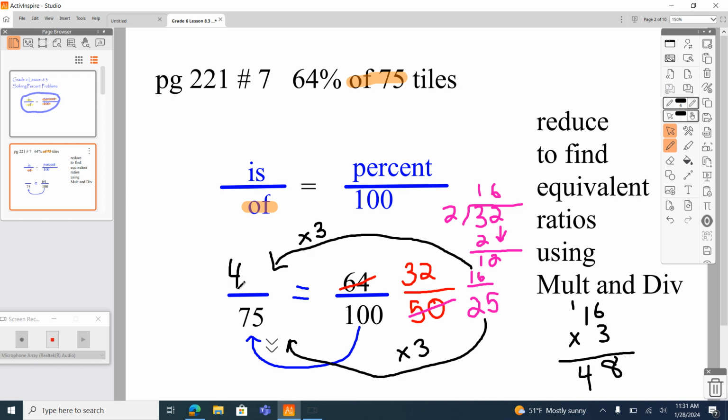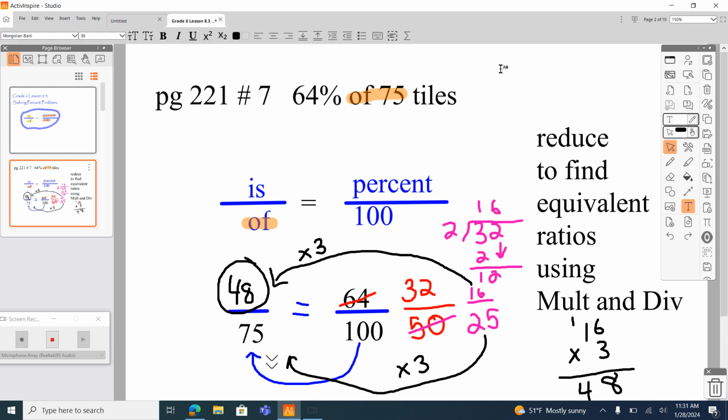If you weren't sure how I got 25 times 3 is 75, I'm going to suggest that you start memorizing your 25s. So 25 times 1 is 25. 25 times 2 is 50. 25 times 3 is 75. 25 times 4 is 100. We're going to be using those a lot when we deal with percents. So let's go on to the next problem.